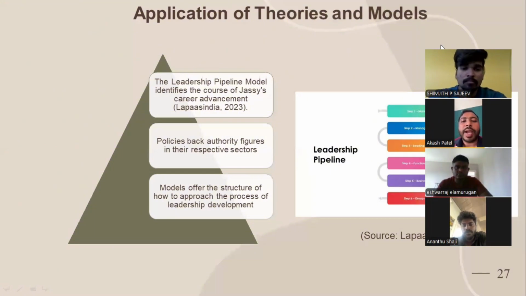The leadership pipeline model displayed the transformation of Jassy from AWS leader to the Amazon CEO. Those theories define the leader's behavior and show how those behaviors are useful for the industries in which the leaders operate, thus explaining their skills and employment. Next, move to the next slide.